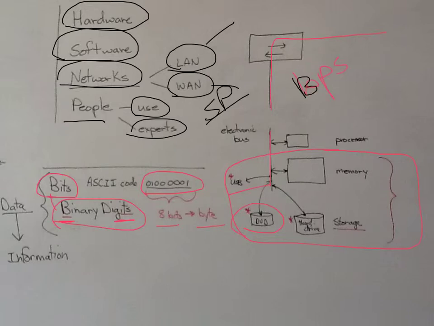Let me write that again. Bits per second. Usually written like this, bits per second, or you'll see bits per second. That's supposed to be a B. All right?